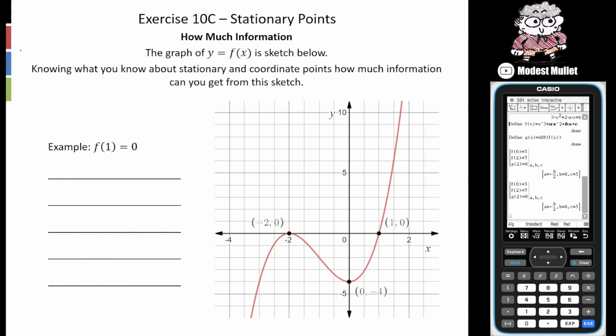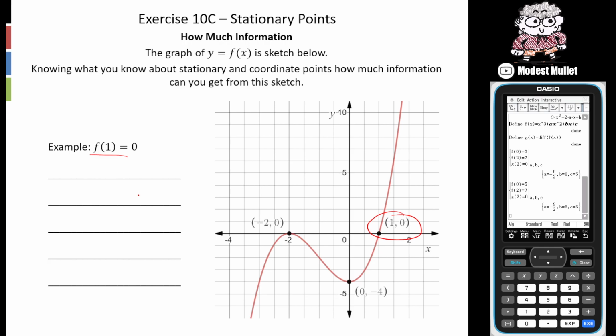So we have a graph of y equals f of x below. We don't know what the equation of it is, but we can see there's a heap of key points. So knowing what we know about coordinates and key points, what can we say about this? For example, we've got the first intercept over here, which we could write as f of 1 is equal to 0 using function notation.